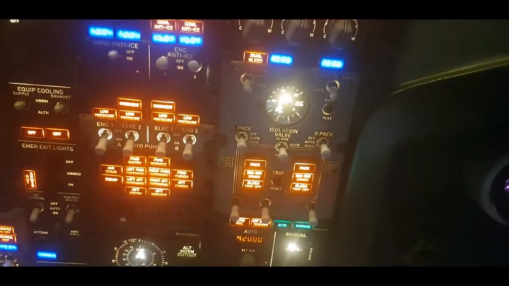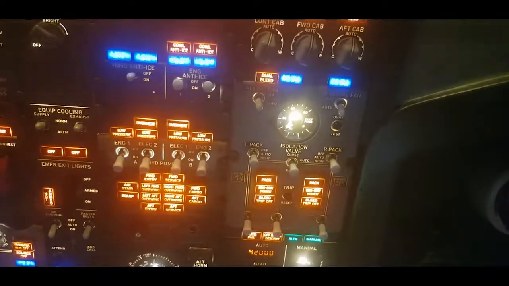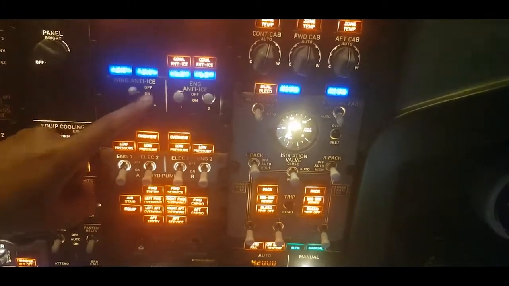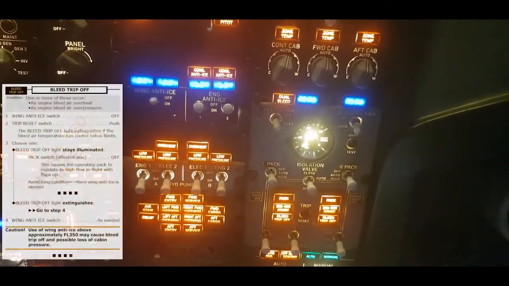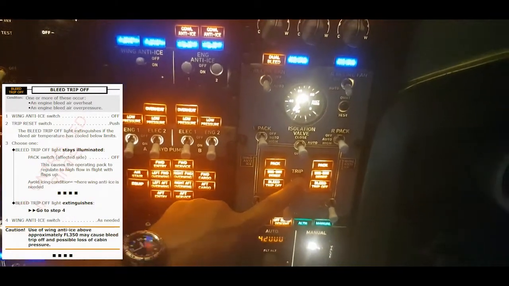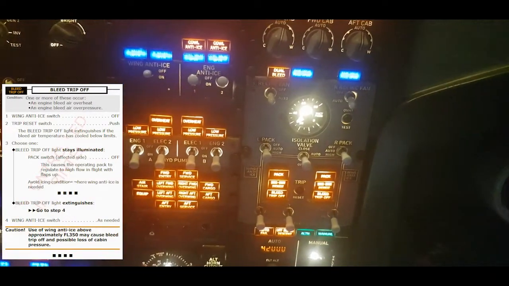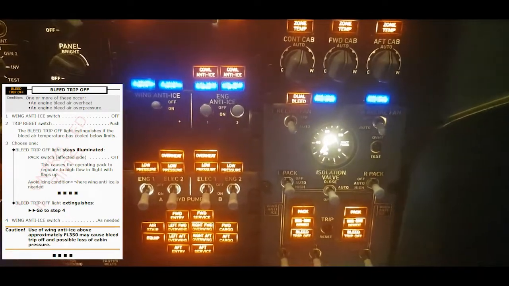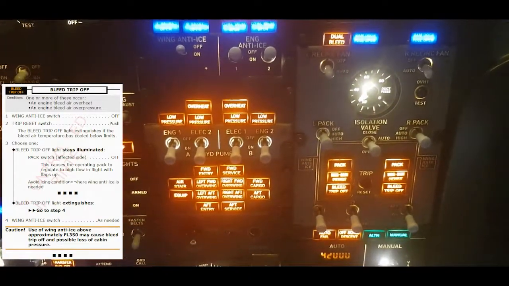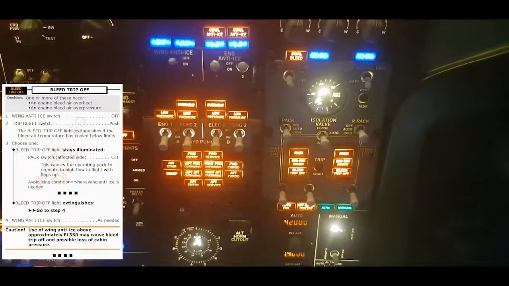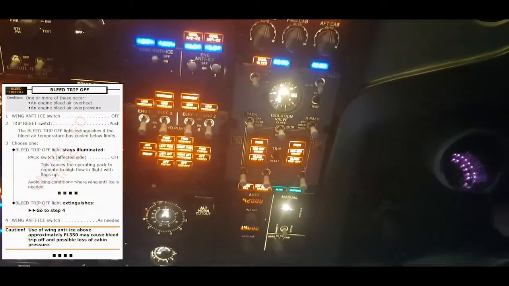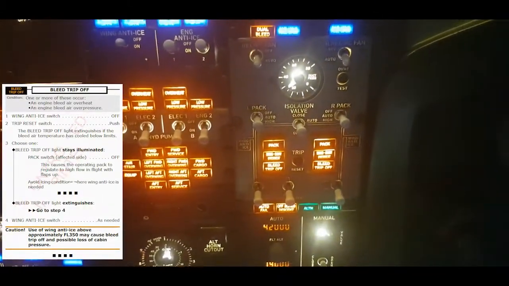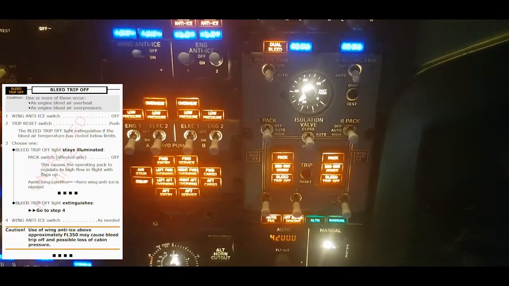So according to the checklist, the first thing we need to do is to put the wing anti-ice switch off if it is in use. Trip reset switch push. The bleed trip off light extinguishes if the bleed temperature has cooled below limits. Number 3, so we'll see what happens. We have to choose one. Bleed trip off light stays illuminated. If this light stays illuminated, we need to put the pack switch on the affected side off.